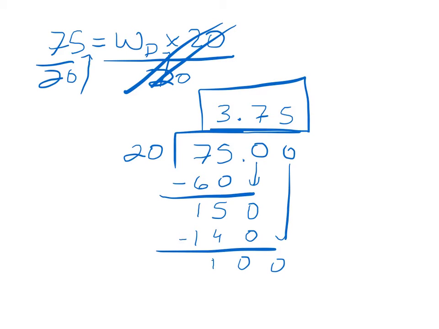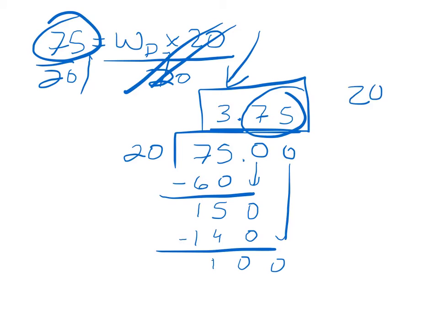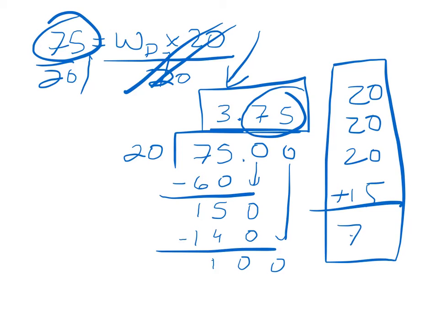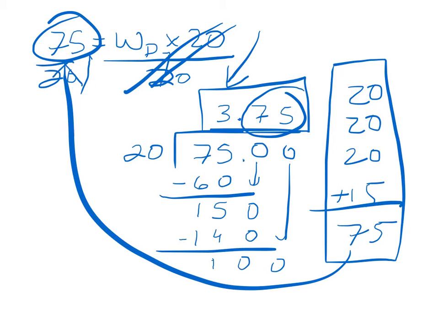So my answer is, what decimal part of 20 is 75? It's 3.75. So that means I need 3 20s and then 3/4 of a 20, which is 15, to get to 75. So I need a 20, a 20, and a 20. So there's 1, 2, 3, and then I'd need a 15, which is 3/4 of a 20. And if I add all those up, then I get 75, which is what I was asking about. So the answer here would be 3.75.